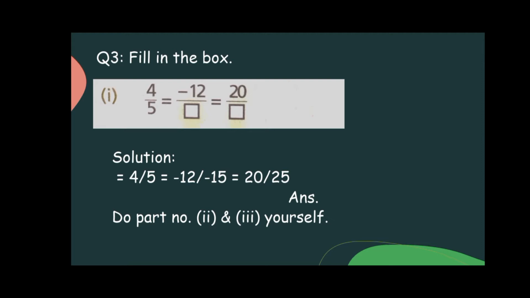Now we know the denominator of the second fraction. Alright. Now do the same with this third fraction. What must have been multiplied by this 4 to get 20? Of course it was 5. 4 into 5 equals 20. Then we have to multiply this 5 by 5 as well. 5 5s are 25. So now we know the third fraction, which is 20 by 25. It's that simple. Now do the remaining parts, part number 2 and part number 3, yourself. Same strategy will be followed.